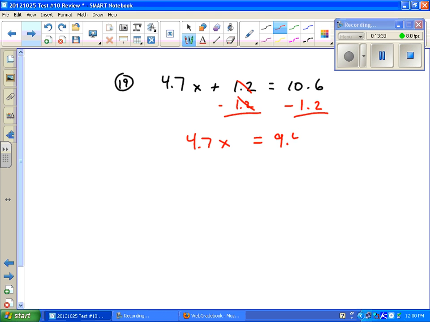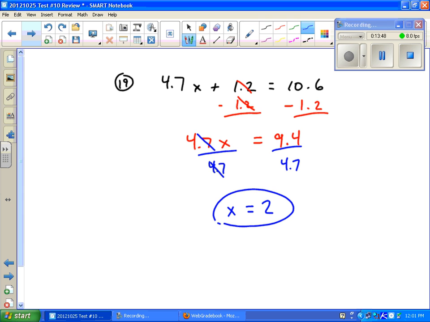It's 9.4. Then 4.7x means times x, so divide by 4.7. If you divide the left by 4.7, divide the right by 4.7. These will cancel and leave you with x. 9.4 divided by 4.7 is 2. x equals 2.